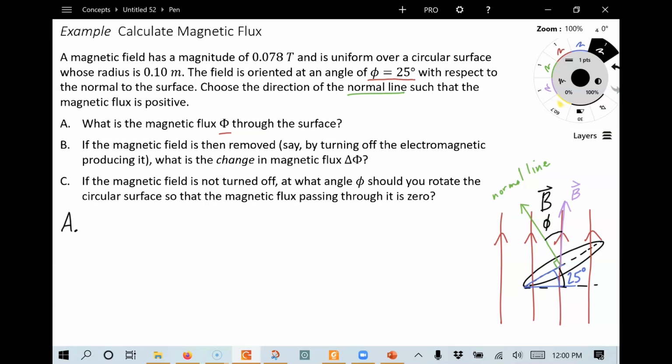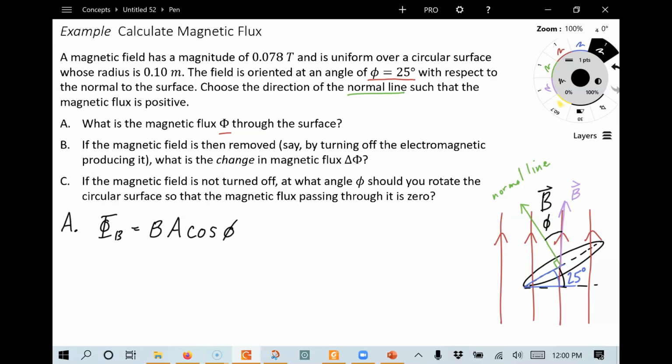Now again, what is the idea of magnetic flux? Well, let's write down the equation. So here's the magnetic flux. Sometimes I write phi sub B here for magnetic. And it's equal to the magnetic field strength, magnitude, times the area of the loop, multiplied by cosine of this angle phi that we just talked about.